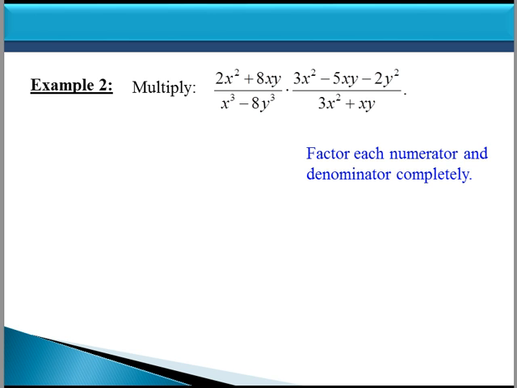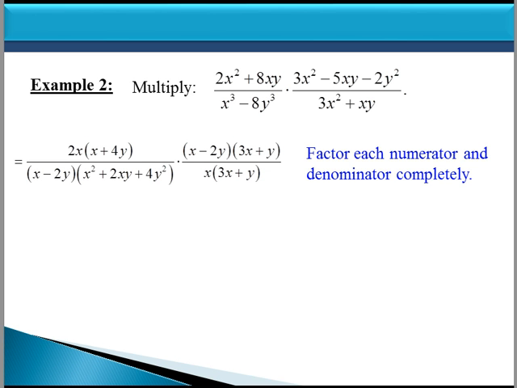So remember, the first thing we have to do is factor each numerator and denominator completely. So if we look at the first numerator, 2x squared plus 8xy, first thing you want to look for is a greatest common factor. And notice we do have a common factor of 2x. So we'll pull that 2x out and we'll be left with x plus 4y.